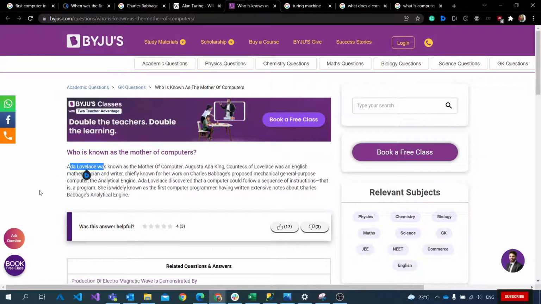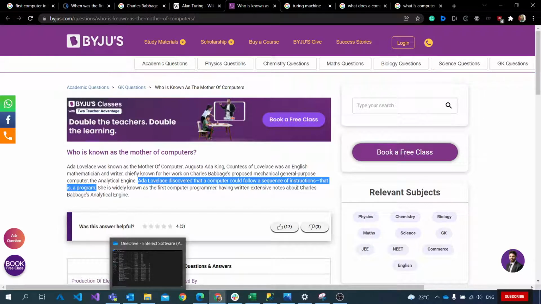If you look at Ada Lovelace, she's known as the mother of computers. She was a mathematician and writer as well. They mention that she was working on what Babbage proposed. Ada Lovelace discovered that a computer could follow a sequence of instructions, that is, a program. So that's where programming actually stemmed from. But if you look at it, this whole space started from a mathematical background. Most of the people who gave rise to these things were mathematicians of some form, essentially.